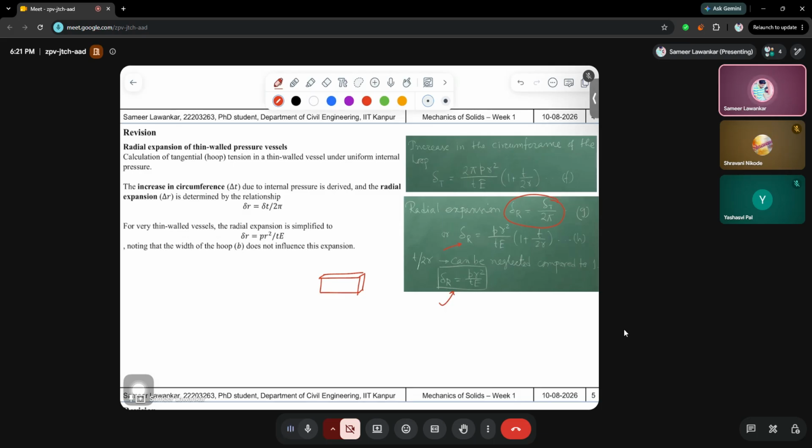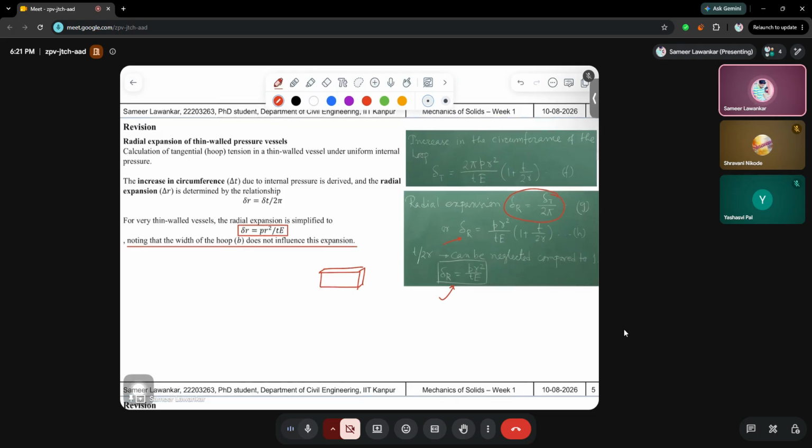One of the most important things we need to remember here is that the width of the hoop b does not influence this expansion. So radial expansion is independent of the width of the hoop. That was regarding the radial expansion of thin wall pressure vessels.